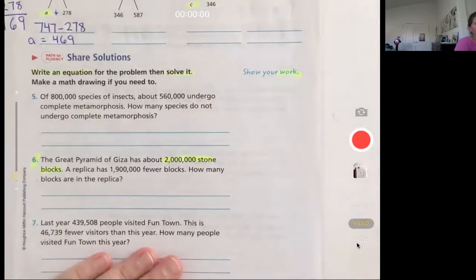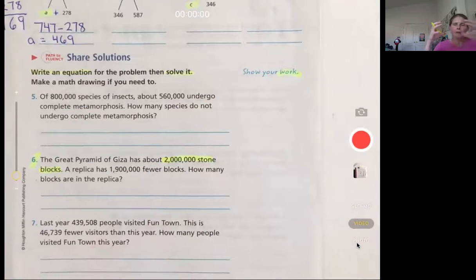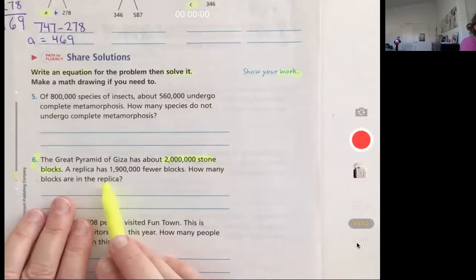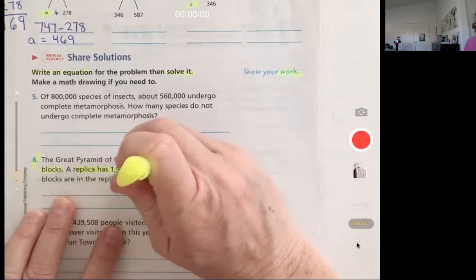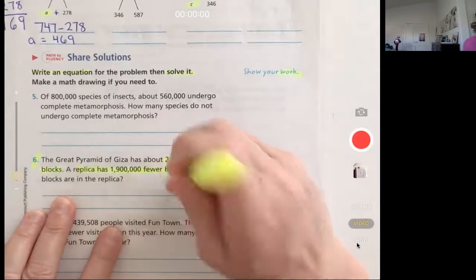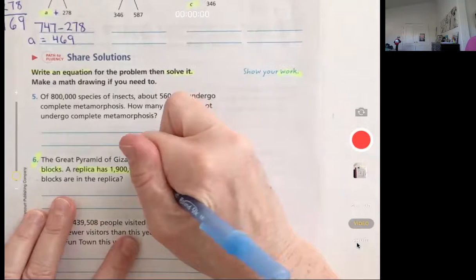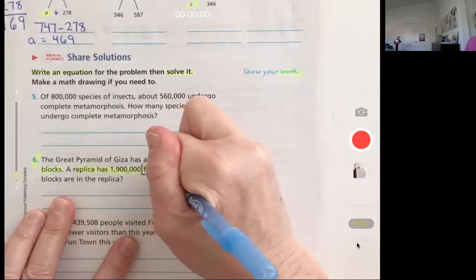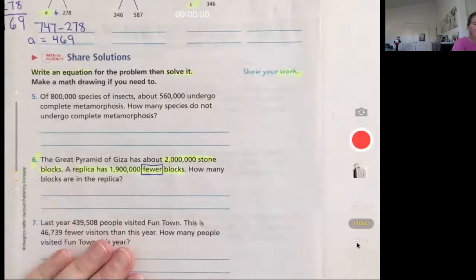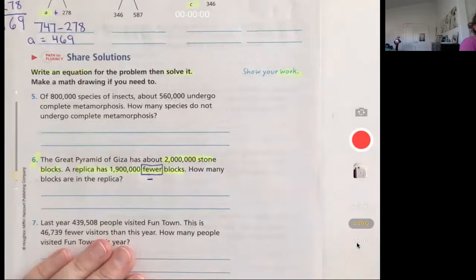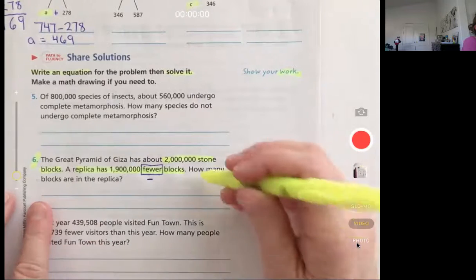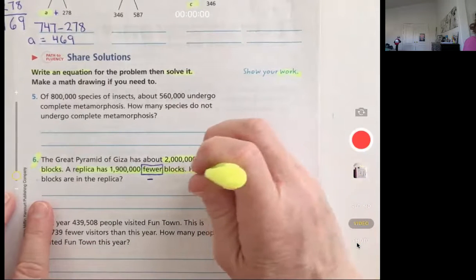2 million stone blocks. That feels like my big total, okay? Then the replica has 1,900,000 fewer blocks. I'm even going to put a box around fewer. When I hear that key word, that makes me think of subtraction. Now I look to my question. How many blocks are in the replica?